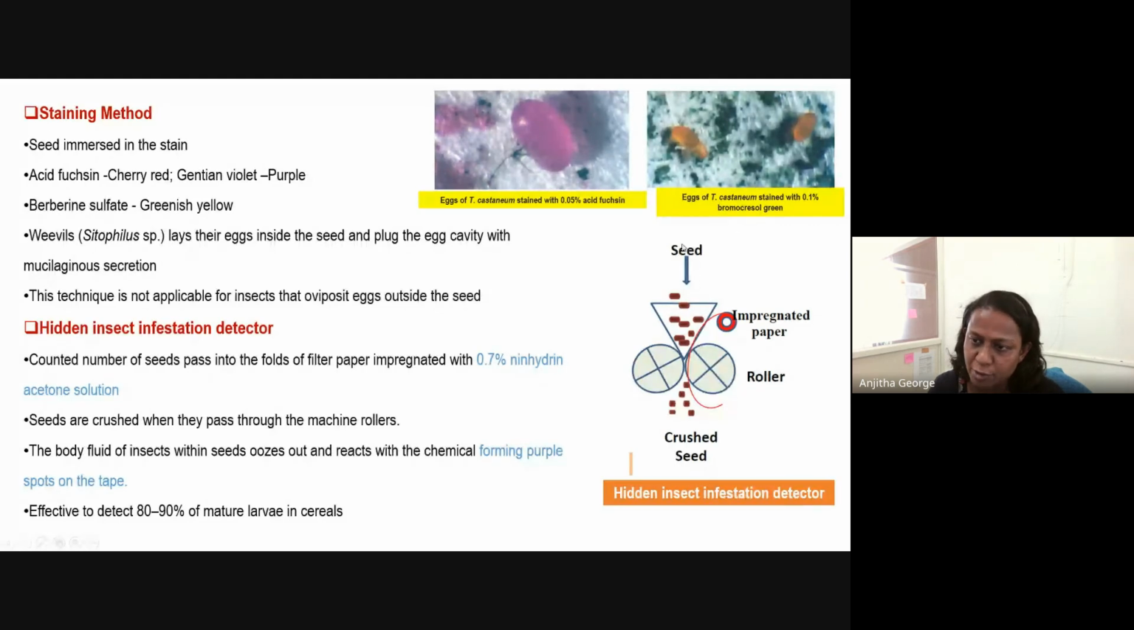So what happens is you have to put the seed sample through this container, and when it reaches here, the rollers will be moving, and the seeds will get crushed in between the rollers. And if any insect stages are there, the body fluid will be crushed along with the seeds. That body fluid will be reacting with the ninhydrin chemical, and it will result in a purple coloration on this tape. So if there is no purple coloration, it means the seeds are free of insect infestation. And if the filter paper is having a purple color, it means there are insect stages present inside the seeds.